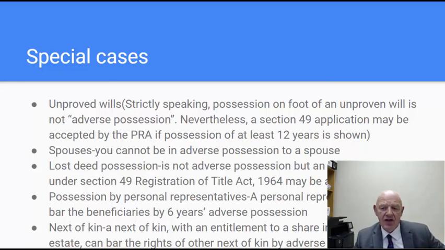Possession by personal representatives. A personal representative could bar the beneficiaries by 6 years adverse possession, and next of kin with an entitlement to a share in an estate can bar the rights of other next of kin by adverse possession.